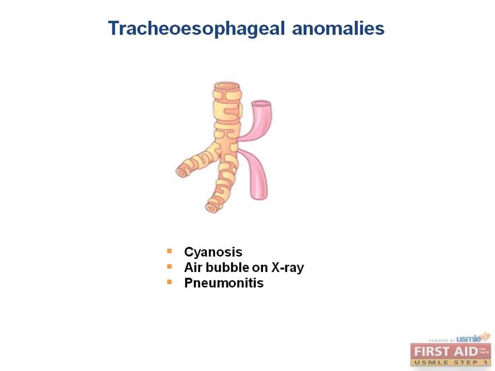Other features also include choking and vomiting with feeding, and failure to pass an NG tube into the stomach. Finally, tracheoesophageal fistula can cause polyhydramnios, which is excess amniotic fluid in the amniotic sac due to the infant's inability to drink.